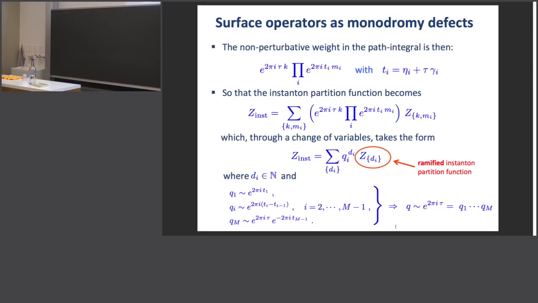I would like to call your attention to the fact that the usual instanton weight, which is e to the 2 pi i tau, with tau the gauge coupling, actually in this realization comes as the product of these ramified instanton weights. It is as if there are more elementary non-perturbative configurations. These are ramified instantons, which, if you combine them in a suitable way, produce your ordinary four-dimensional instanton.